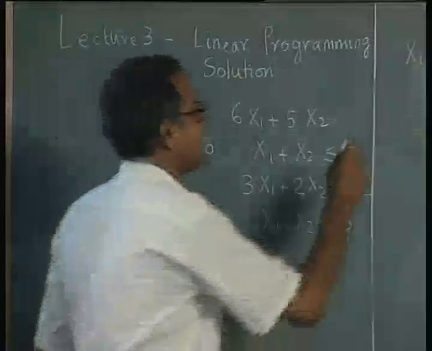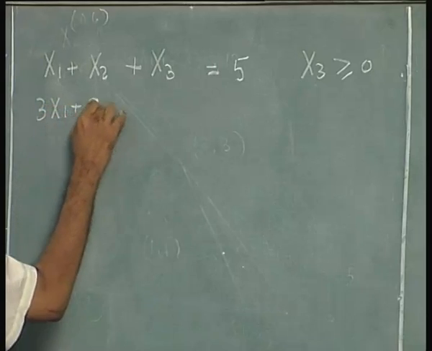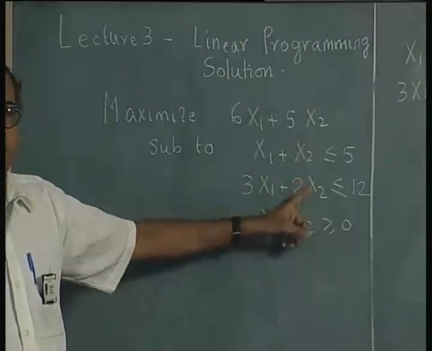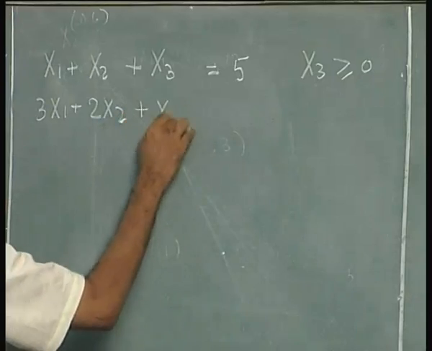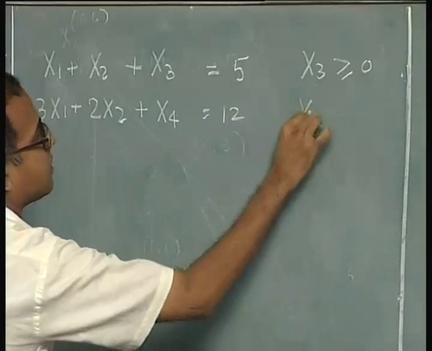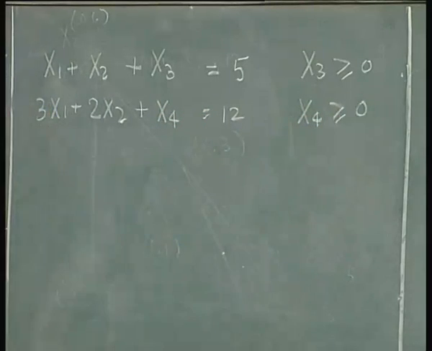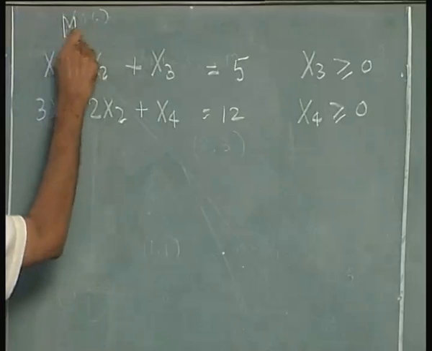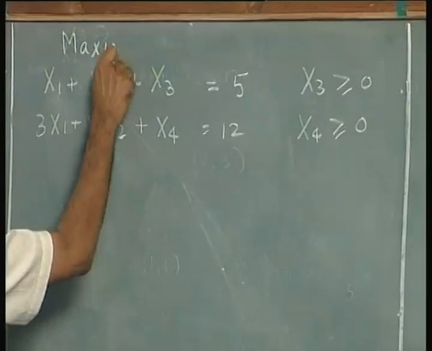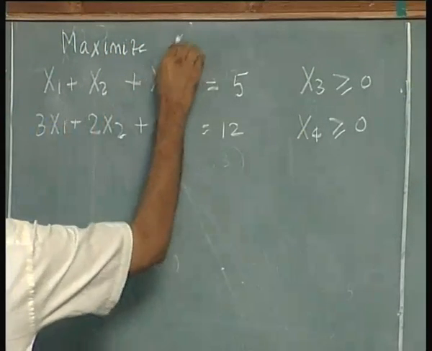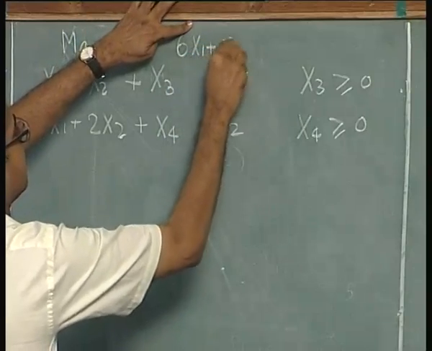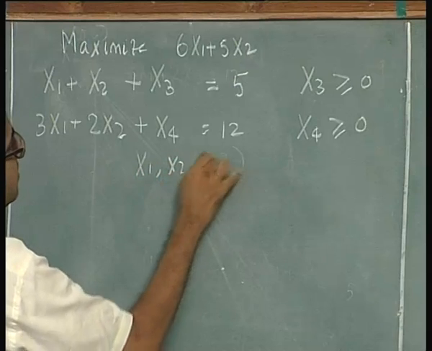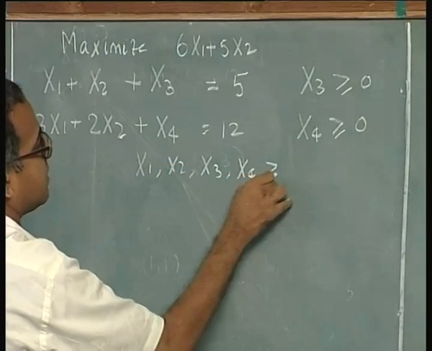Similarly, the inequality 3x1 plus 2x2 less than or equal to 12 is now written as 3x1 plus 2x2 plus x4 equal to 12 and x4 greater than or equal to 0. Therefore, the problem now becomes: maximize 6x1 plus 5x2 subject to these equations under the condition x1, x2, x3, x4 greater than or equal to 0.